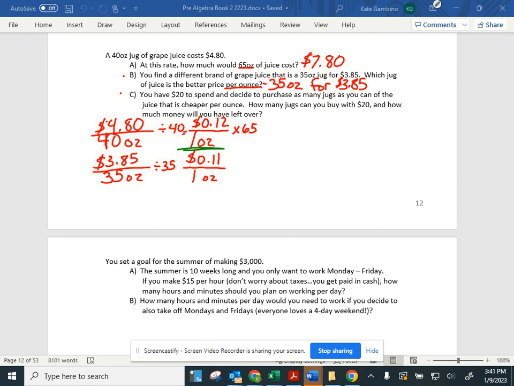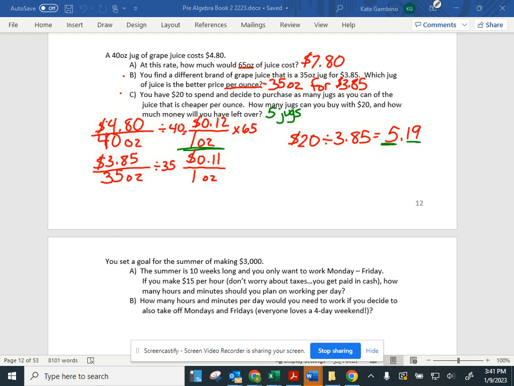How many jugs can you buy with $20? So I'm going to take my $20 and I'm going to divide it by my $3.85. That gives me an answer of 5.19. What this is telling me is I can get 5 jugs and 19 hundredths of another jug. So I can get 5 jugs, and then I have that 19 hundredths of a jug.